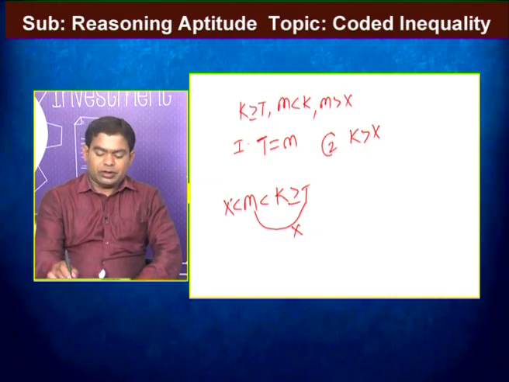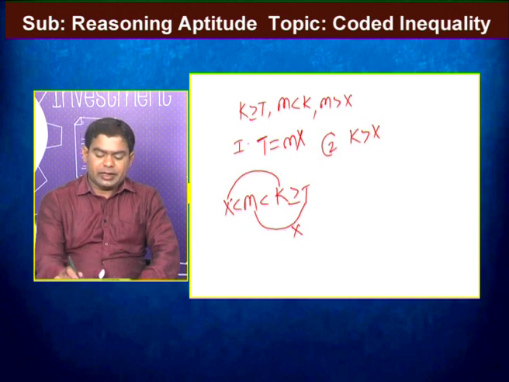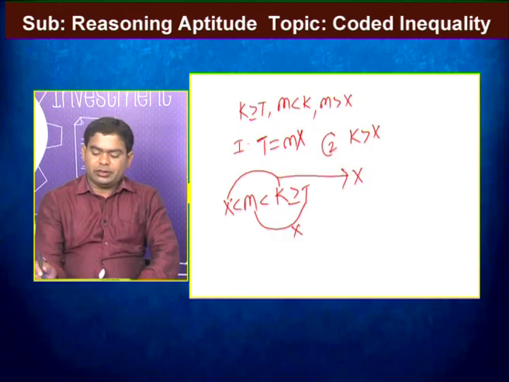That means conclusion 1 does not follow. And then we go to conclusion 2. Conclusion 2 is K greater than X. That means we verify the relation between K and X. So we get X less than K. X less than K is nothing but K greater than X.